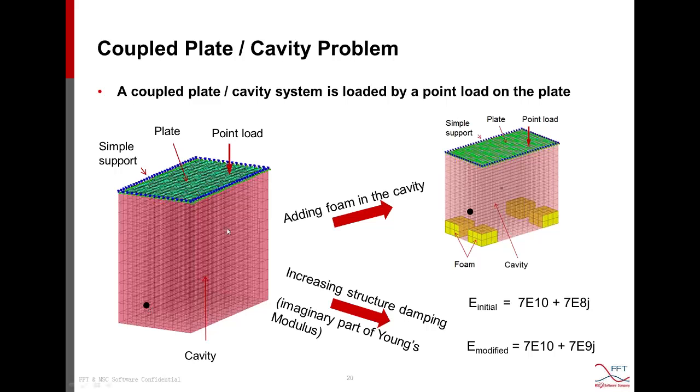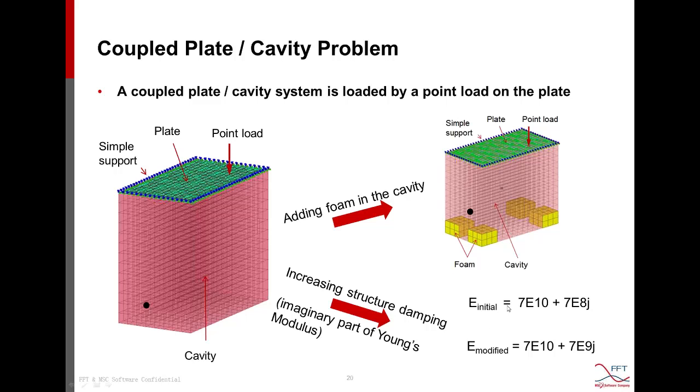So the original problem has little damping. There was some damping on the plate, but not much, and there's no damping in the cavity. We developed this model in two ways of acoustic treatment. In the first way, we are adding a foam in the cavity. We see at the four corners of the cavity, we're adding 4 pieces of foam. On the other hand, we increase the structure damping through the imaginary part of the Young modulus of the plate.